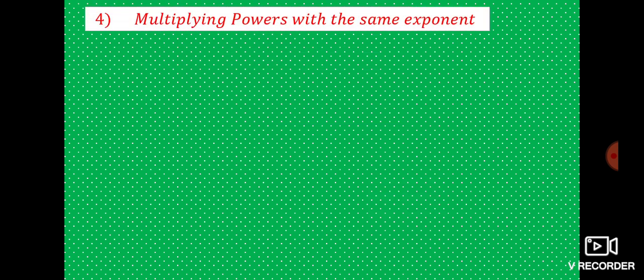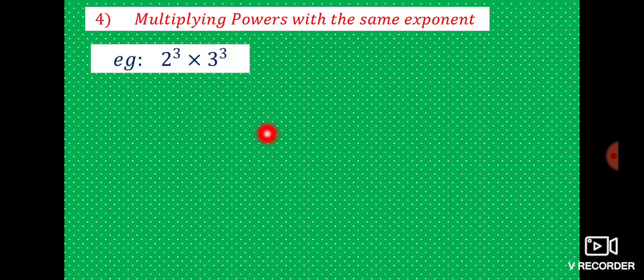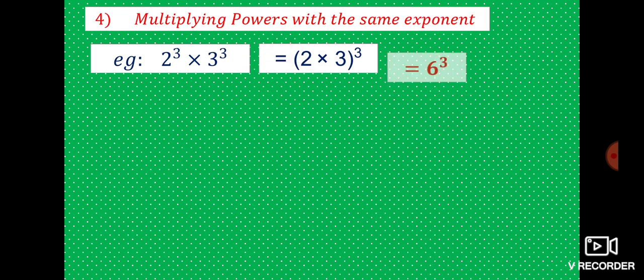Okay. Next, multiplying powers with the same exponent. Here you can see the bases are different, but the powers are same. So in this case, we write like this. First we multiply bases, then write the common power. Only one power here. 2 into 3 whole raised to 3. This 3 is common for 2 and 3, so we should write a bracket there.